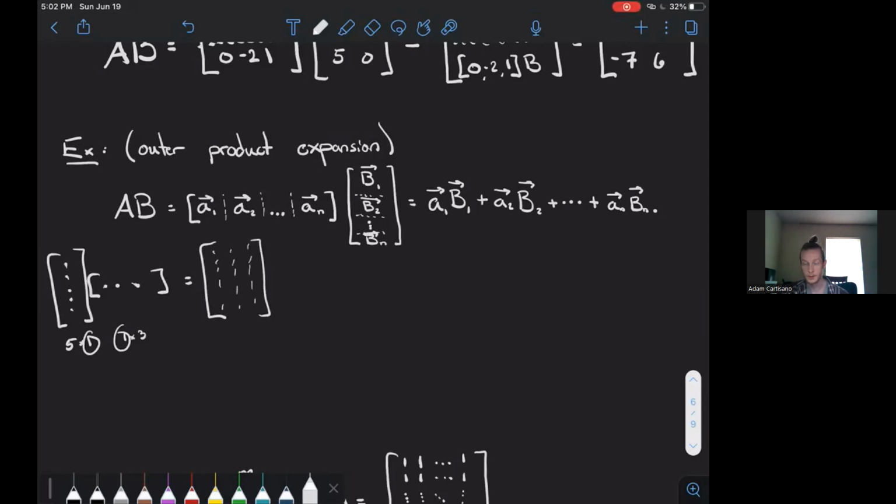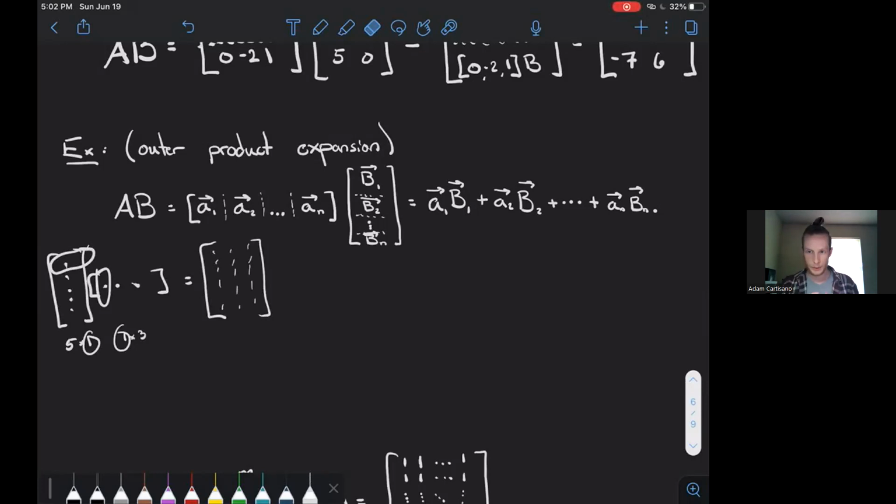Each one is like this row times this column. But it's only just a product in that case. We just multiply the one. There's no dot product of a row and column because each row and each column has just one entry in it. Whatever, in the right context.